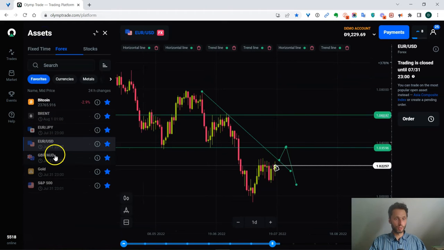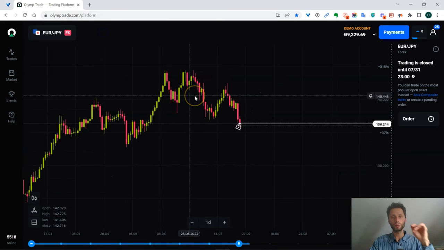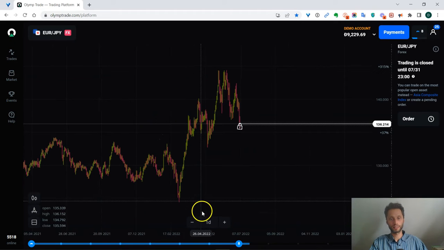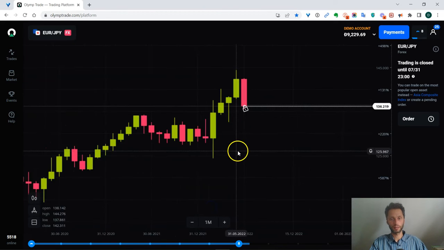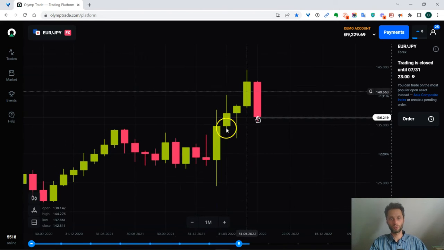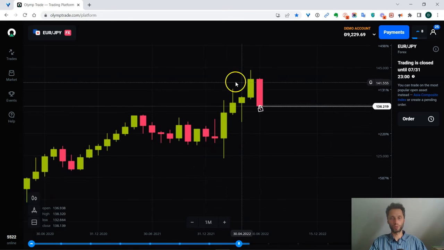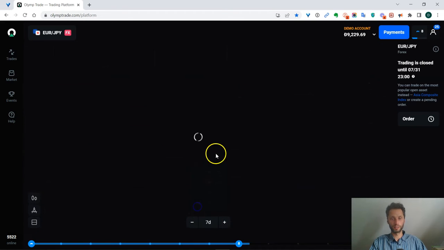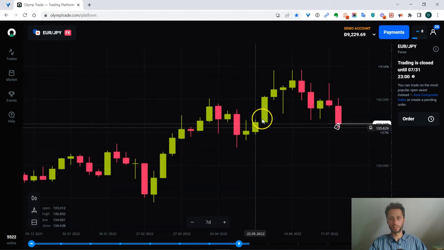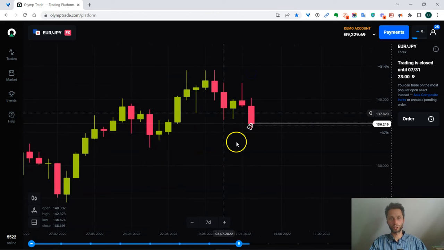Next, let's go to another euro pair, euro yen. Now, the yen itself has been very, very weak as of late. And looking at the monthly, you can see 4 months of very, very strong price action. Looking at the weekly time frame, there's been several weeks and then we began to range.